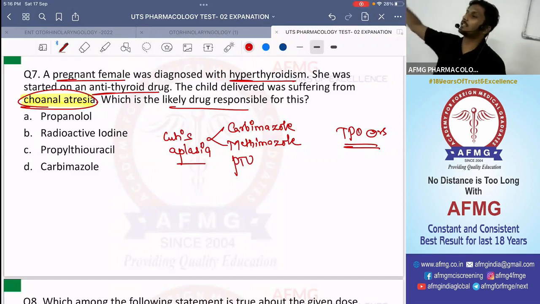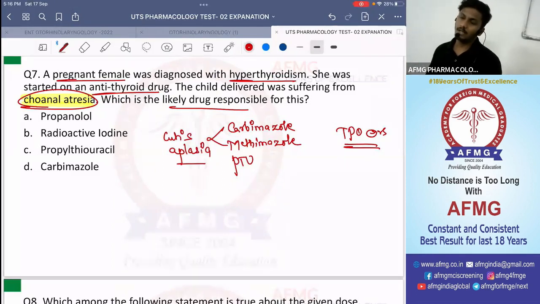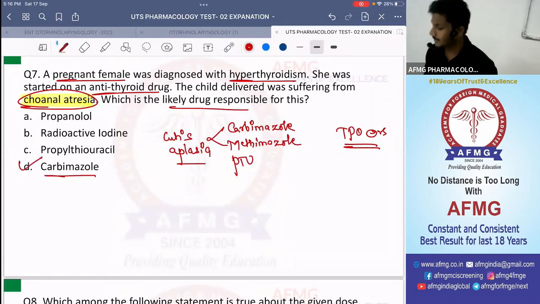I have just changed the other side effect, that was choanal atresia. So both of these side effects are commonly associated with antithyroid drugs known as carbimazole or methimazole. Therefore, here the answer would be option D, carbimazole.